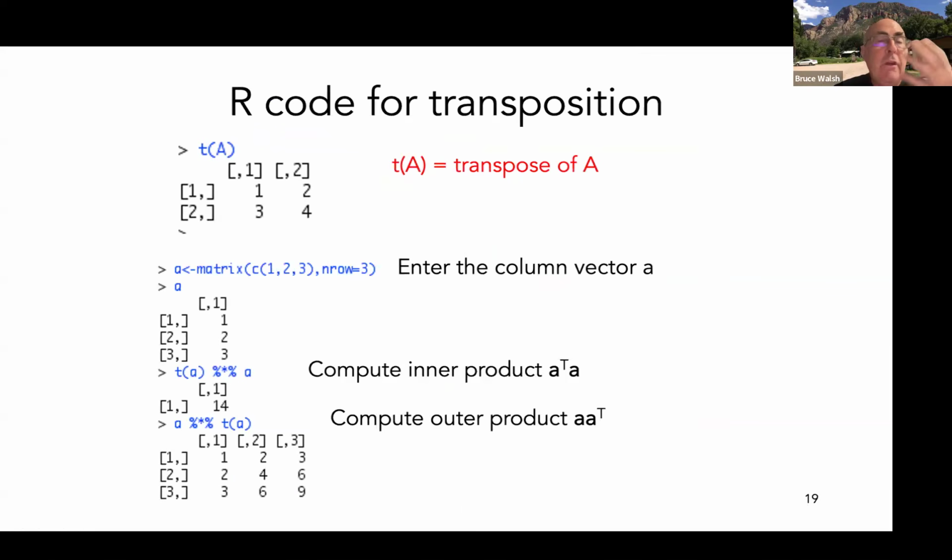In R, the code is very simple. I've entered a matrix A before, I just use t of A. Let's go through that example. Here is a vector A. It's a column vector, 1, 2, 3. Its inner product, A transpose A, is just 14. Its outer product, A A transpose, is this matrix down here.